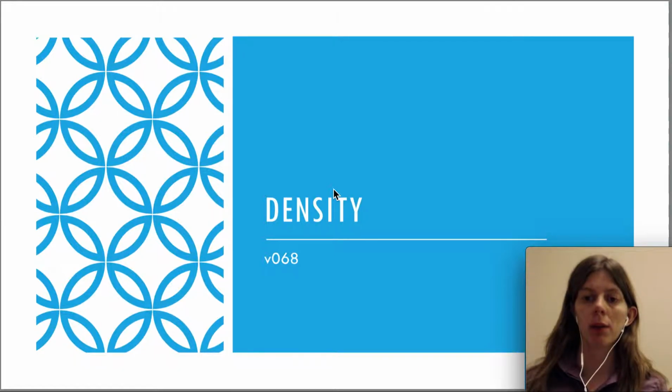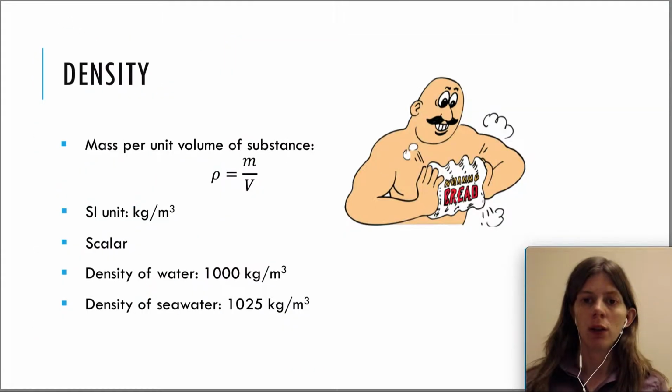So before we can talk about fluids, which are liquids and gases, we have to define what density is, because we'll be talking about density a lot in this unit. So density is the mass per unit volume of a substance. We use the letter rho for density: rho equals mass per volume.